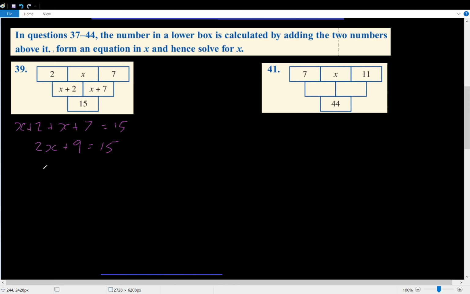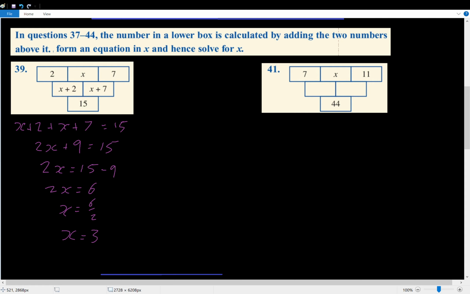We move this plus 9 first. So we get 2x is equal to 15 minus 9, which means that 2x is equal to 6. And now we're going to get rid of this multiply by 2 and bring it across. And we get 6 divided by 2, because when we bring a multiply by 2 across the equals, it becomes a divide by 2. And for this we get x is equal to 3. So that one's going to work out.